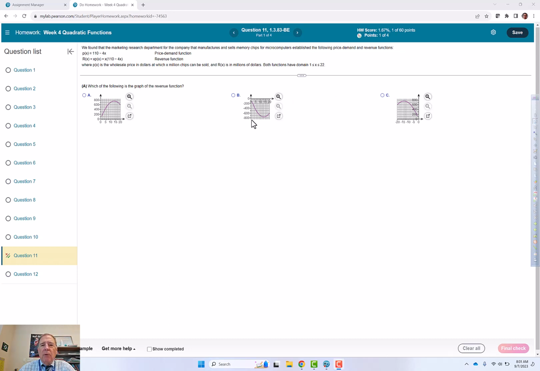Upward facing parabola, no way. Now this one's a downward facing parabola, but we've got negative x values, so that would be buying chips back. So we can say that this has got to be the revenue function. We only get one chance, so we'll go ahead and click that.